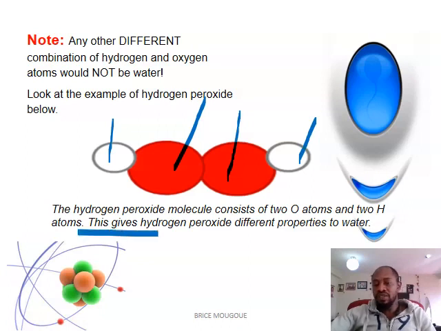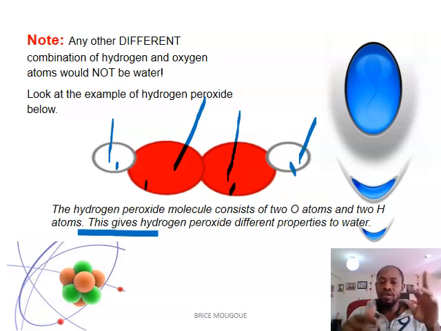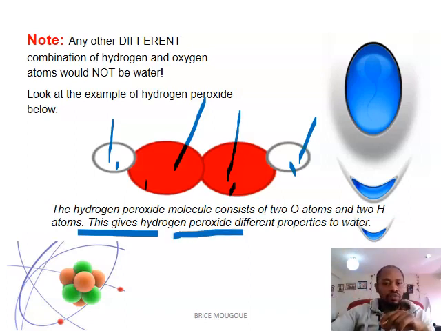So hydrogen peroxide, although it has hydrogen and oxygen, just like water, because of the different way of combining and the different ratios, the properties will be very different. Remember, with water it was two atoms of hydrogen with one atom of oxygen, 2:1. In hydrogen peroxide, it's two atoms of hydrogen with two atoms of oxygen. Here it is 2:2. So the chemical properties will be very different from those of water.